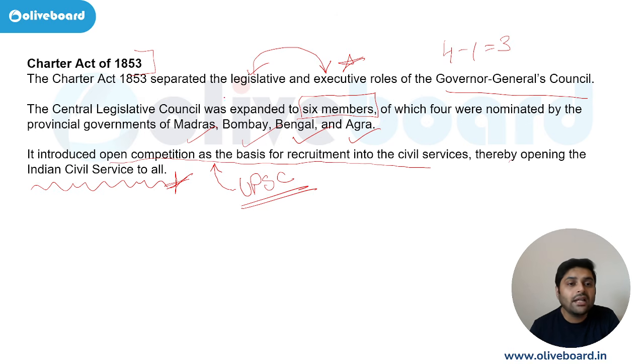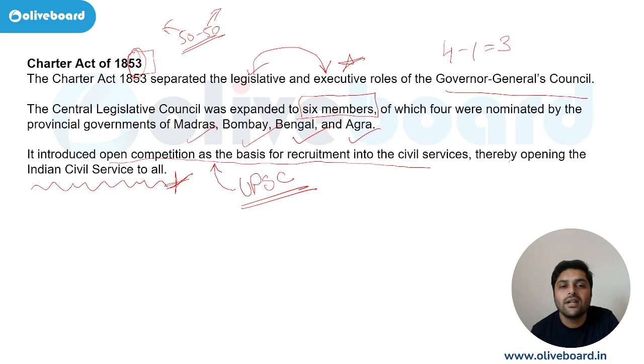Okay, so the Charter Act of 1853 separated legislative and executive roles of the Governor General's Council. Please learn this by heart. Now, how to remember it? In the 50s, it was the first; before that, it was 33. 50-50 means separate, like distribution, no? 50-50. Power separated. Like that, you remember.